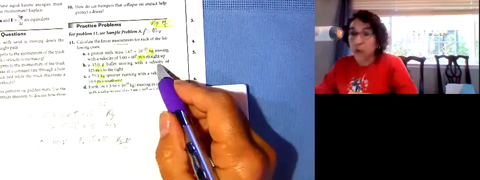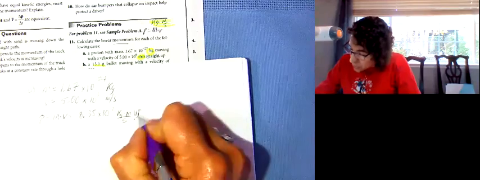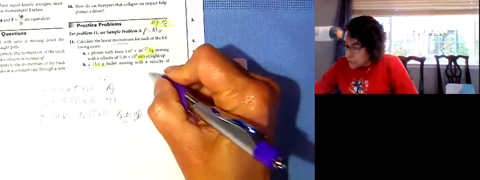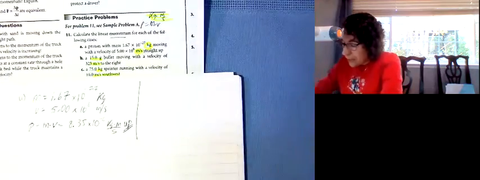Oh, and it did say straight up, by the way, so we'd have to say up or straight up or some sort of direction because it is a vector. All right. Too bad I didn't move over more to the page.